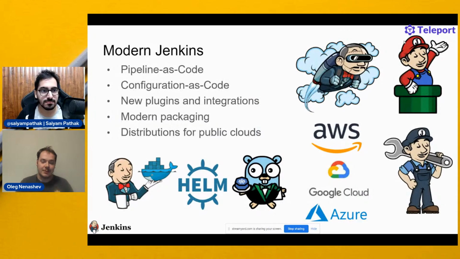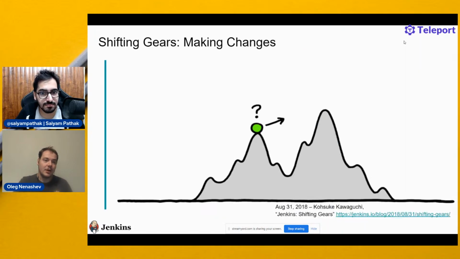And modern Jenkins is completely not what we used to see 15 years ago. So yeah, pipeline as code became a default, configuration as code became a default too. There are a lot of new plugins and integrations. There is modern packaging supported, and there are distributions for public cloud, as we discussed before.